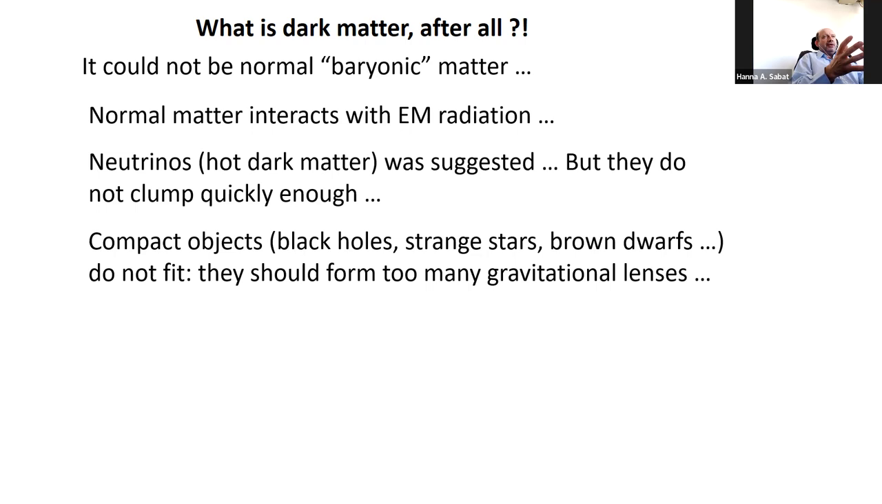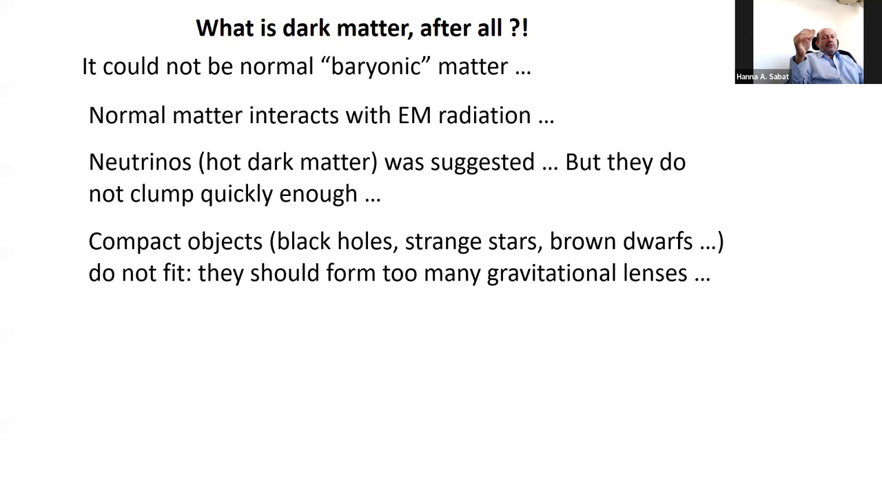Compact objects are the endpoints of stars, like black holes. Also, some suggest that we might have strange stars, where instead of the neutron pressure in the case of neutron stars, or the electron pressure in the case of white dwarfs, there could be the quark pressure that prevents further collapse of these stellar endpoints. So strange stars were suggested, also brown dwarfs, which are failed stars. And the problem is that later studies suggested that these compact objects do not fit. They do not explain the dark matter or what we observe. Why? For the simple reason that they should form too many gravitational lenses. We don't observe as many gravitational lenses as we would if dark matter was indeed in the form of black holes, strange stars, brown dwarfs, and so forth.